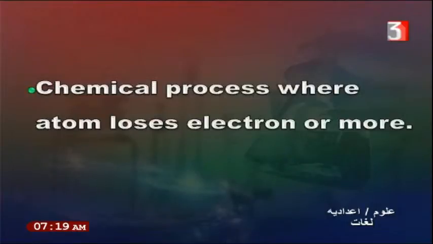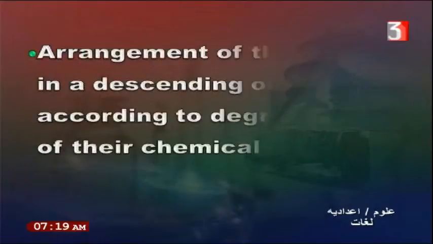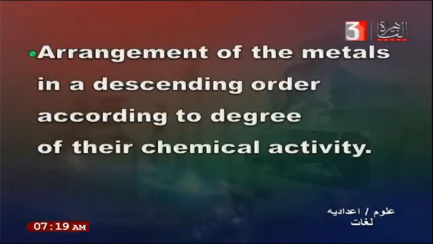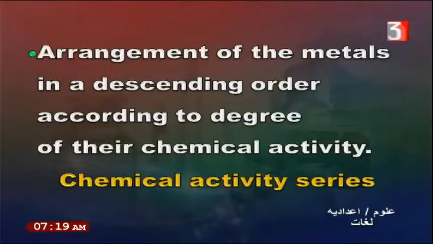Chemical process where an atom loses one electron or more. In this scientific term, you can confuse between oxidation and reduction. We will think about metal losing electrons, so it is oxidation, because metal is a reducing agent. Arrangement of the metals in descending order according to the degree of their chemical activity is a chemical activity series.